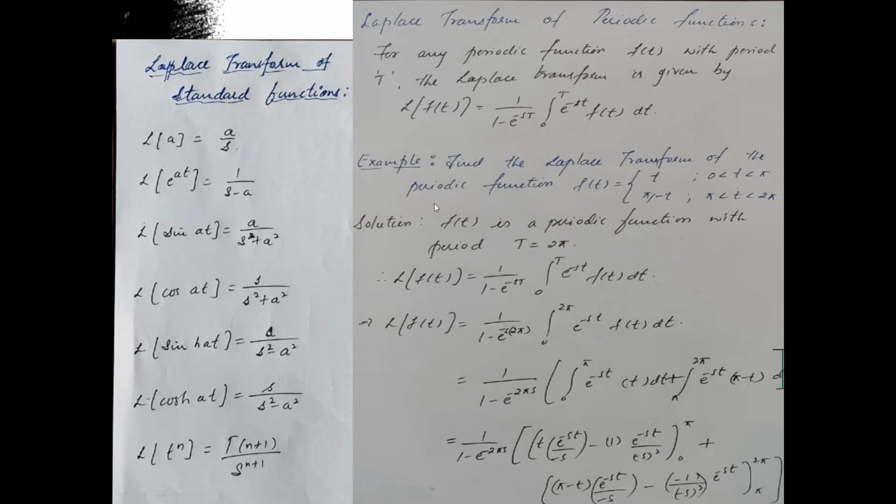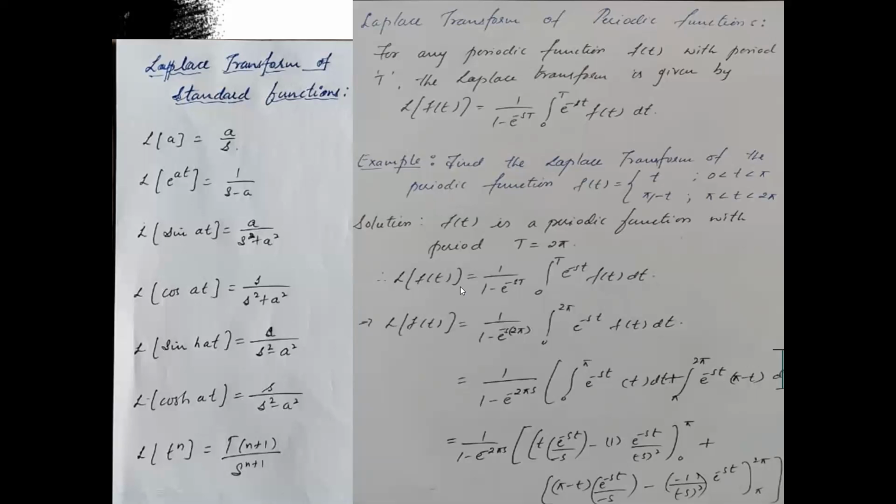Even if the periodic function is not mentioned, it is understood that the function is periodic whenever the function is defined only in an interval. Otherwise it will be given like t greater than infinity, then it is a usual function. But here the function is defined only in the interval, so that interval is taken as the period of the function. So the period here is 2 pi because the total interval is from 0 to 2 pi. Period of the function capital T is 2 pi.